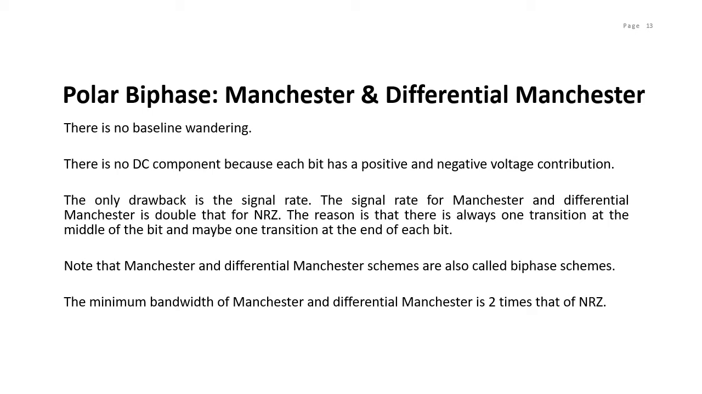The reason is that there's always one transition at the middle of the bit and maybe one transition at the end of each bit. The next figure will show you both Manchester and differential Manchester encoding schemes. Note that Manchester and differential Manchester schemes are also called biphase schemes, and the minimum bandwidth for these two schemes is 2 times that of non-return zero.